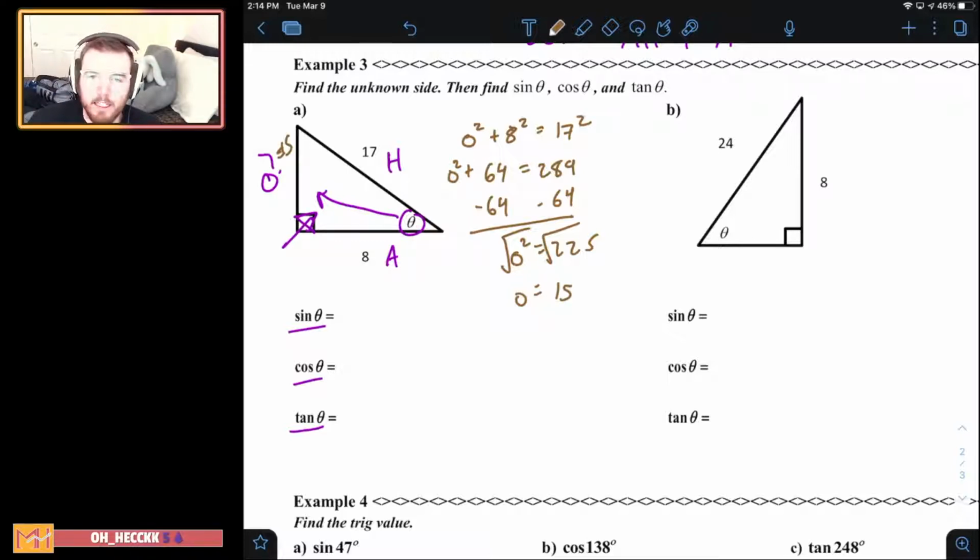Now I can find my three values pretty easily. Sine is opposite over hypotenuse. Cosine is adjacent over hypotenuse. And tangent is opposite over adjacent. Those are my three values: sine, cosine, and tangent.